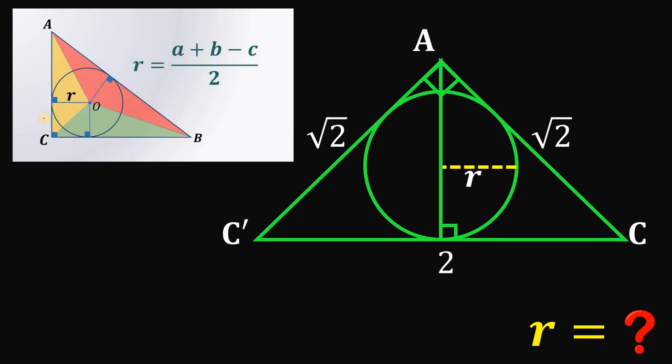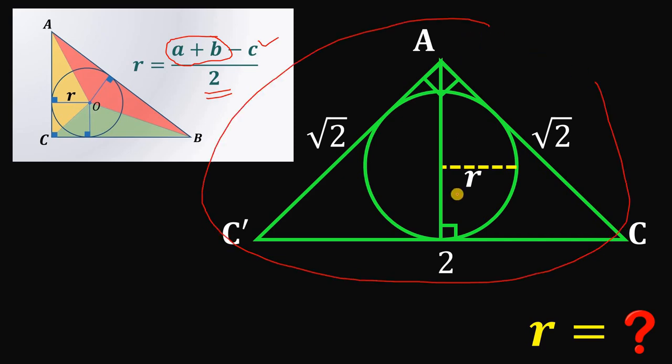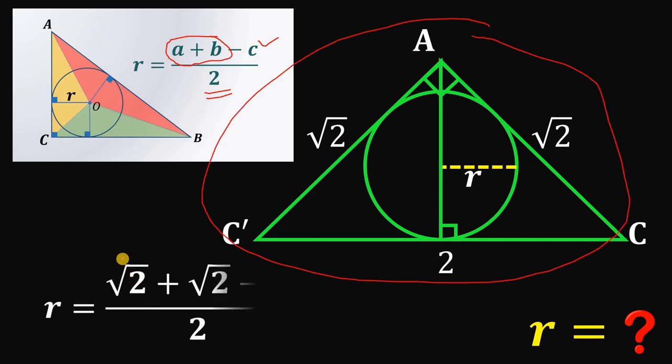Now, to solve for the radius of the circle inside of a right triangle, we will use this concept: the radius of a circle inside of any right triangle must be equal to the sum of the legs of this right triangle minus the hypotenuse, divided by 2. So if we use this concept in our right triangle, the radius must be equal to square root of 2 plus square root of 2, the lengths of the sides of this right triangle, minus the length of the hypotenuse, which is 2, then divide this by 2.